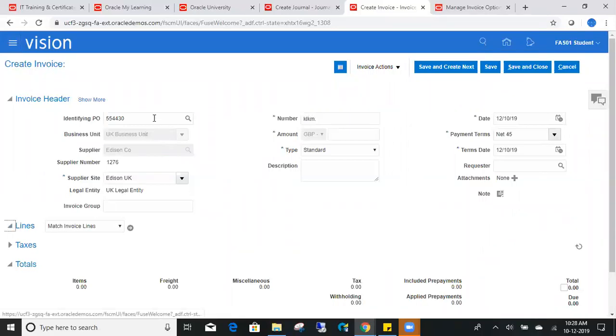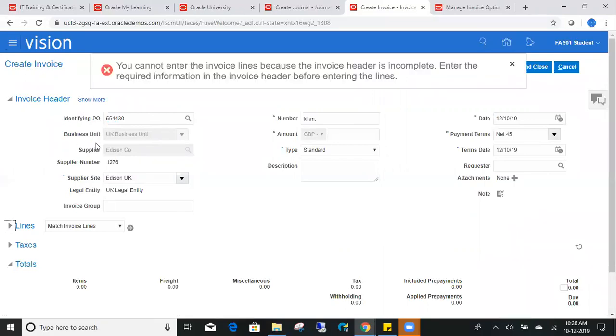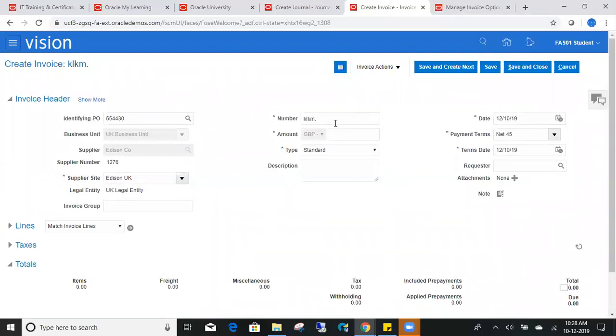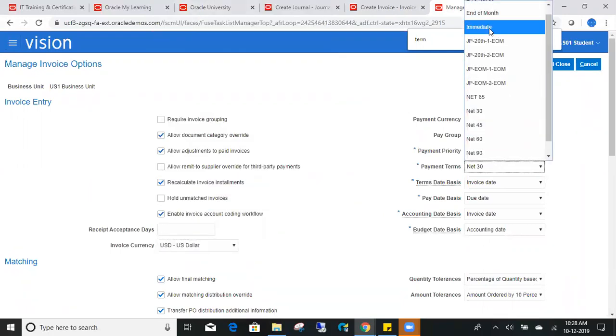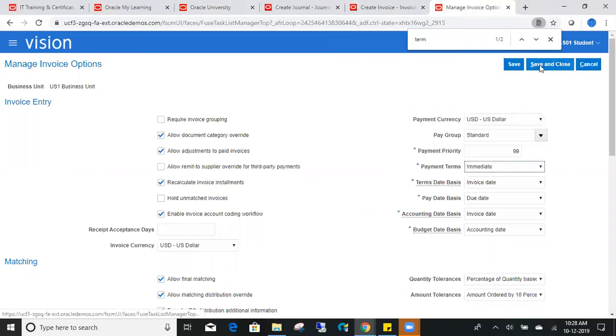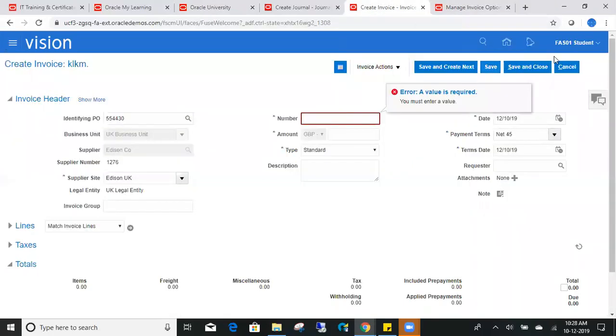So you got it, right? There is a difference between identifying a PO. I didn't save it. That's the reason it's not allowing it. Let me save it in tomorrow's class. So you're able to see what exactly the difference between these two is, right? Yes. So let me change it to USD dollar. Let me change it to immediate. Close. So let us stop here. Okay.